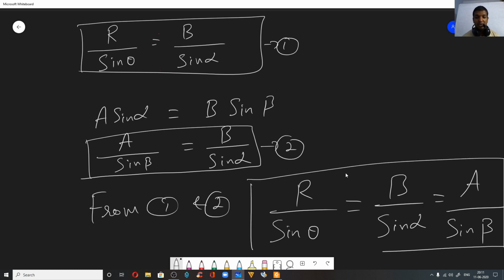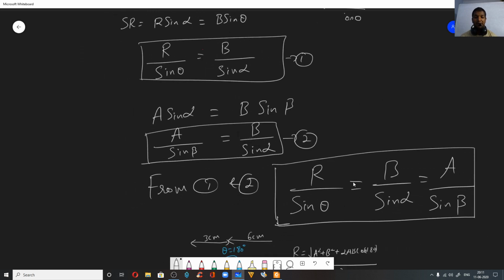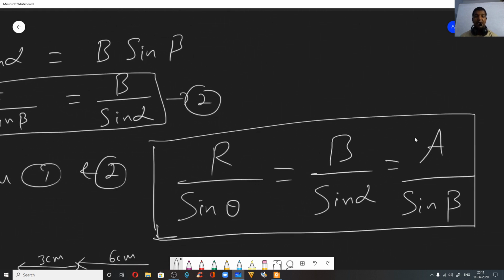Now all these three ratios are equal for a particular triangle. We are talking about this triangle which has sides R, B and A. You will understand this in detail when you deal with it in your mathematics. So this is what we call the sine rule.